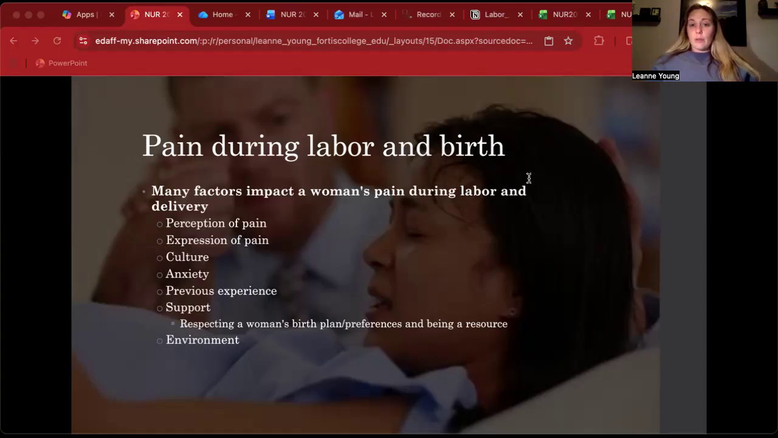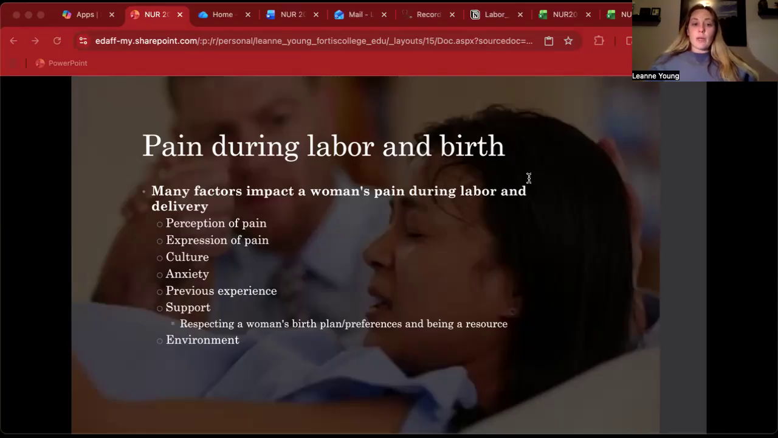Anxiety will also contribute to the level of pain that the patient is experiencing. So, if a woman has a high anxiety level and she's starting to let her breathing get away from her and she's hyperventilating almost, that is only going to increase her pain level. It's not going to help her manage it. So, we need to help coach that patient. A previous experience. If she had a terrible experience with her first delivery or another delivery, she's going to be a lot more anxious and anticipating a lot worse whenever she comes to deliver the baby that you're there helping her take care of. Okay. So we need to think about that too.